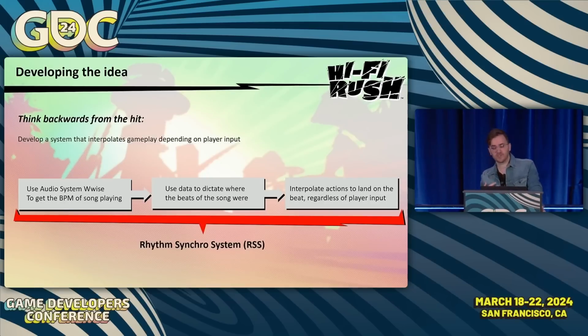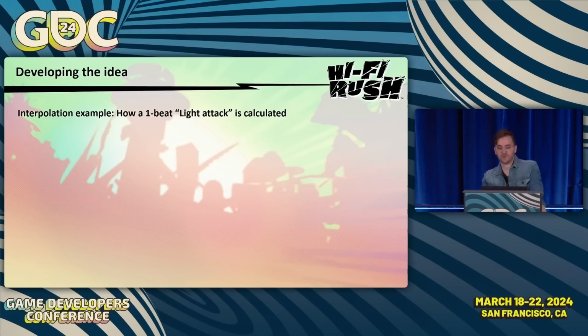So as developers, we're assuming that the player will not press the buttons on the beat and creating a system that works backwards to ensure that we cover for player error so that they get the desired impact no matter how they play. And I'll show you how this works with an example. That example being the player's one-beat light attack, the basic attack that you do in the game. This is an attack that takes one quarter note or beat from inputting the attack to landing on the next following beat. The goal being that no matter where the player inputs their action, the attack will always land on a quarter note interval.